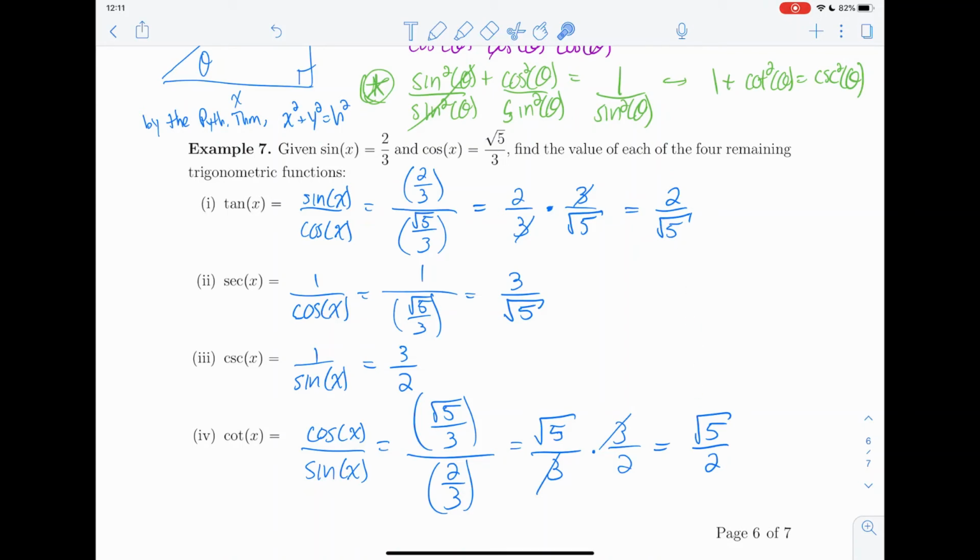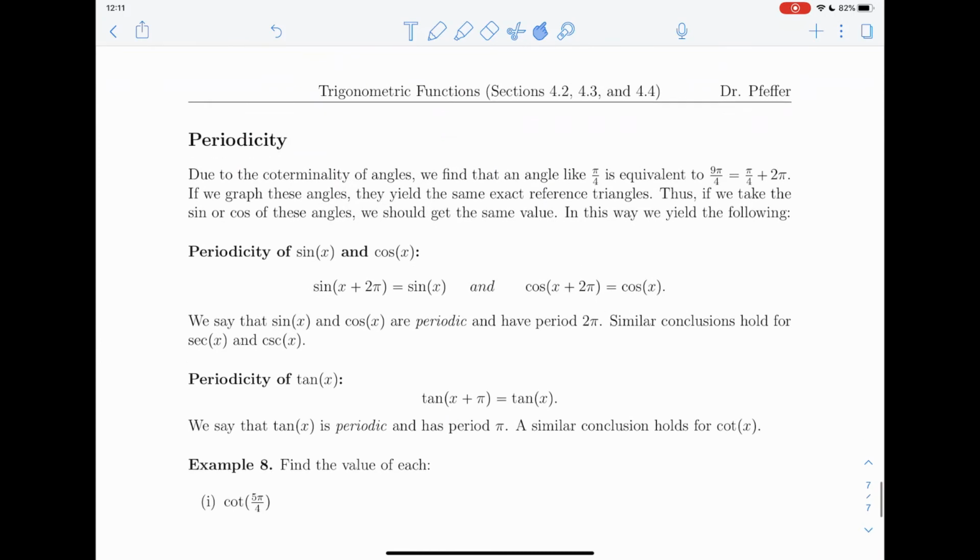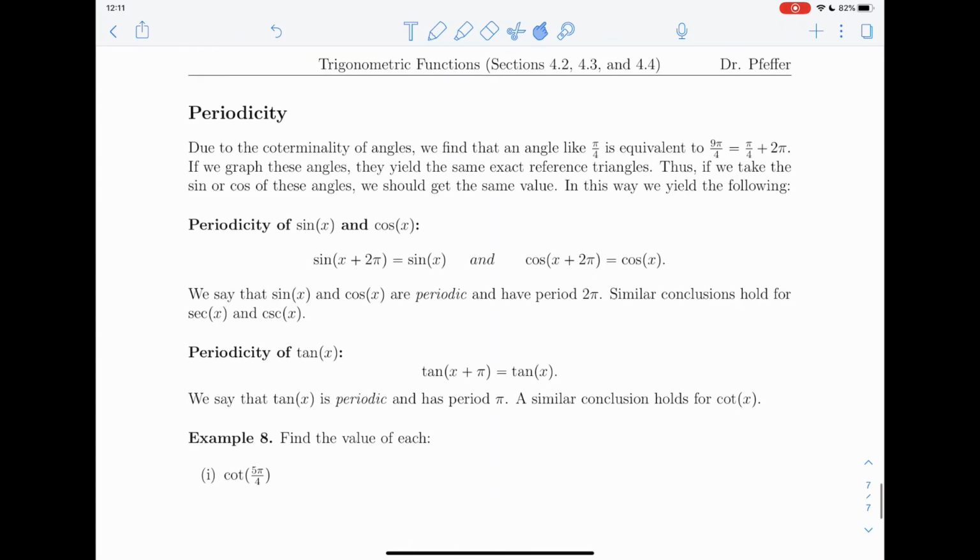So as we can see, trigonometric identities are very useful to allow us to take minimal information like this. We have a sine and a cosine of an angle, and without even knowing the angle, we can know immediately what the tangent should be. So there is some power in what we're doing here. The last thing we're going to talk about is a notion of periodicity.